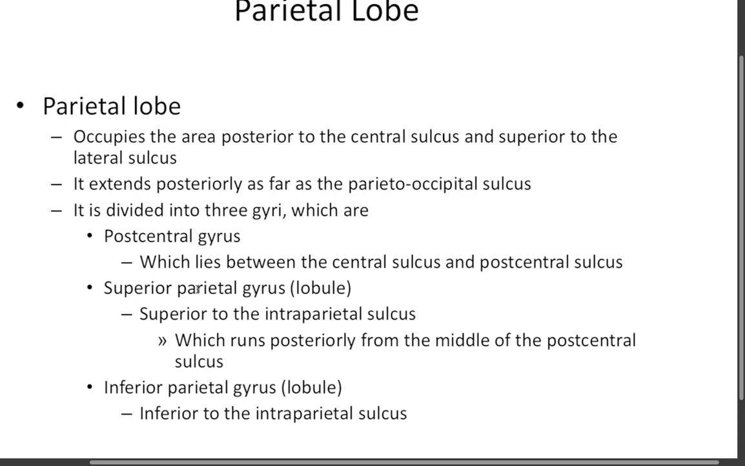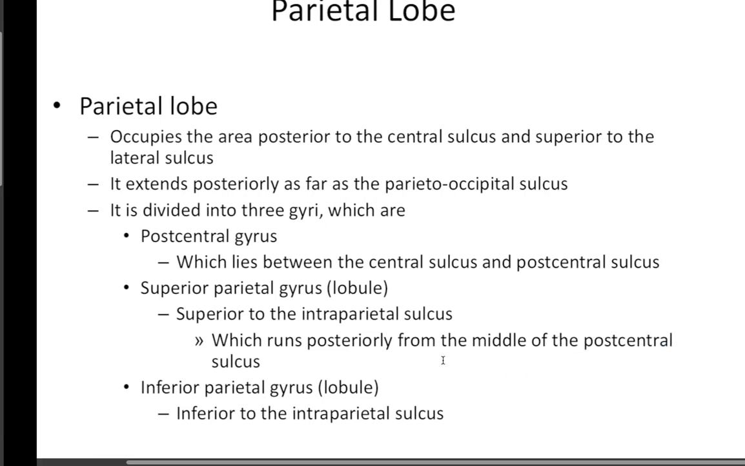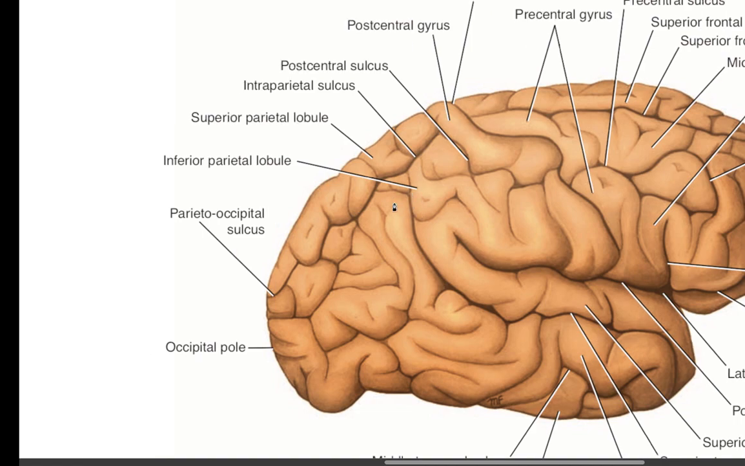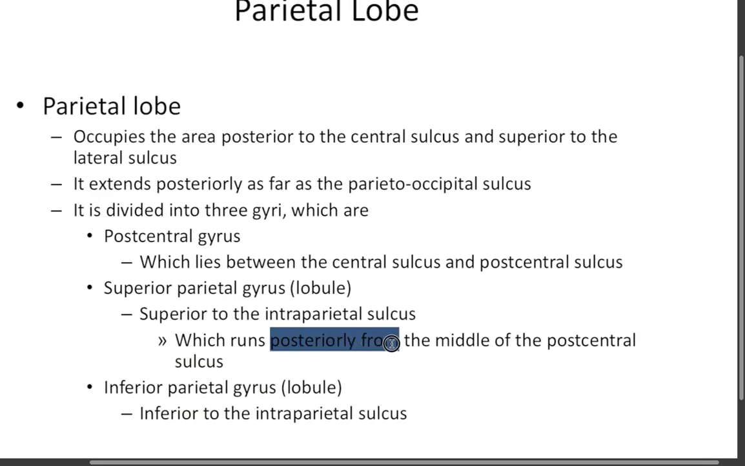Okay, so the superior parietal gyrus is superior to the intraparietal sulcus and runs posteriorly from the middle of the post-central sulcus. You know what the post-central sulcus is? It runs posteriorly. The intraparietal sulcus separates the parietal lobe into the part superior to it, the superior parietal lobule or gyri, and the part inferior to it, the inferior parietal lobule.